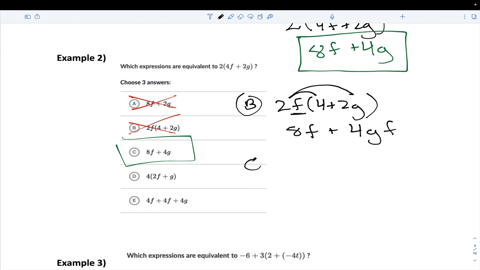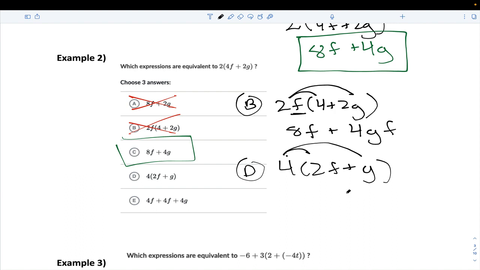Let's check C or D. That one's not simplified. 4 times 2f plus g. What do I do for that one first, Brayden? It's not simplified, so I need to keep going. What do I multiply? You're going to multiply the 4 times the 2, which is 8, and then the 4 times the g, which is 4g. Good. Does that match your checkpoint?